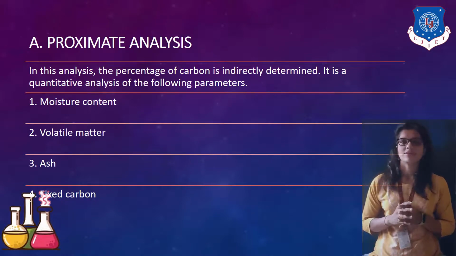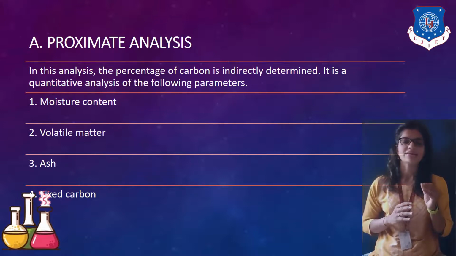Now, the first one, let's take a look at it in detail, which is proximate analysis. Proximate analysis is basically the analysis in which the percentage of carbon is indirectly determined. It is a quantitative analysis of the following parameters. We will take a look at these parameters to get an idea of what percentage of carbon is present in that particular kind of coal. First is moisture content, second is volatile matter, third is ash content, and last but not least is fixed carbon.